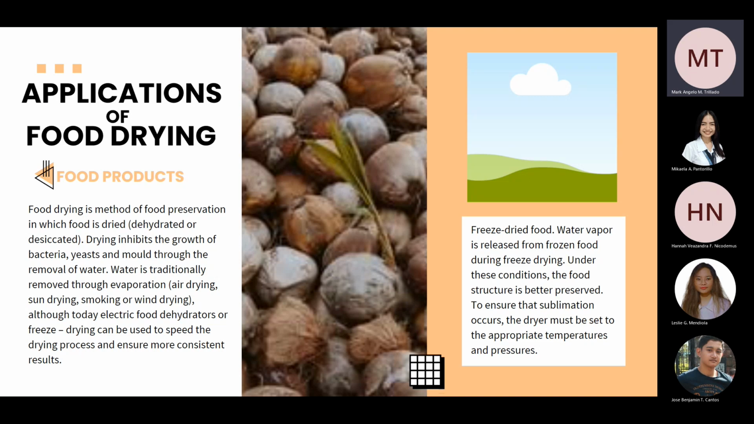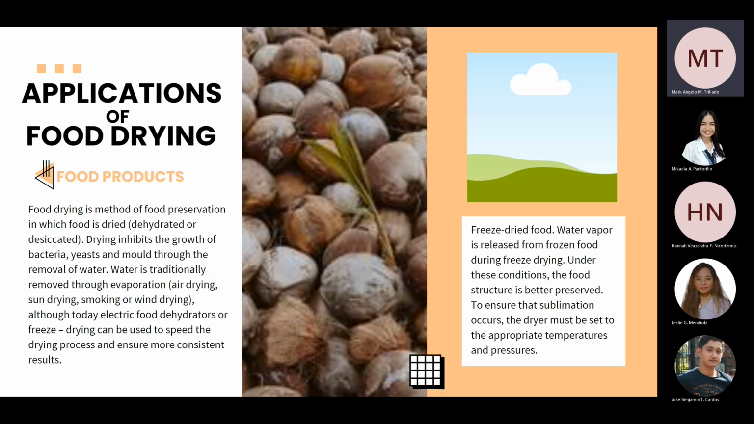So, tulad nga po ng sinabi ng ating previous reporter, isang method po of food drying is freeze drying po. Which, pinifreeze po muna yung food at dinadala po siya sa vacuum pressure para po mag-sublimate or magkaroon po tayo ng tinatawag na sublimation para po mag-evaporate directly yung water dun sa loob ng ating food.